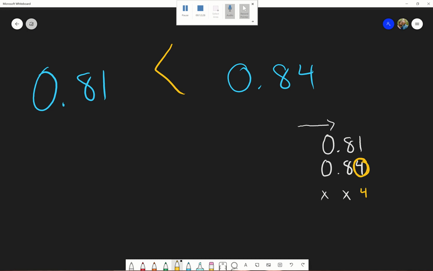Think about it if we were comparing just regular 81 and 84. Well, we would say 84 is bigger than 81. And since we know 84 is bigger, it works the same with decimals. In order for this to work, we have to have the same number of place values, okay? Same number of place values.